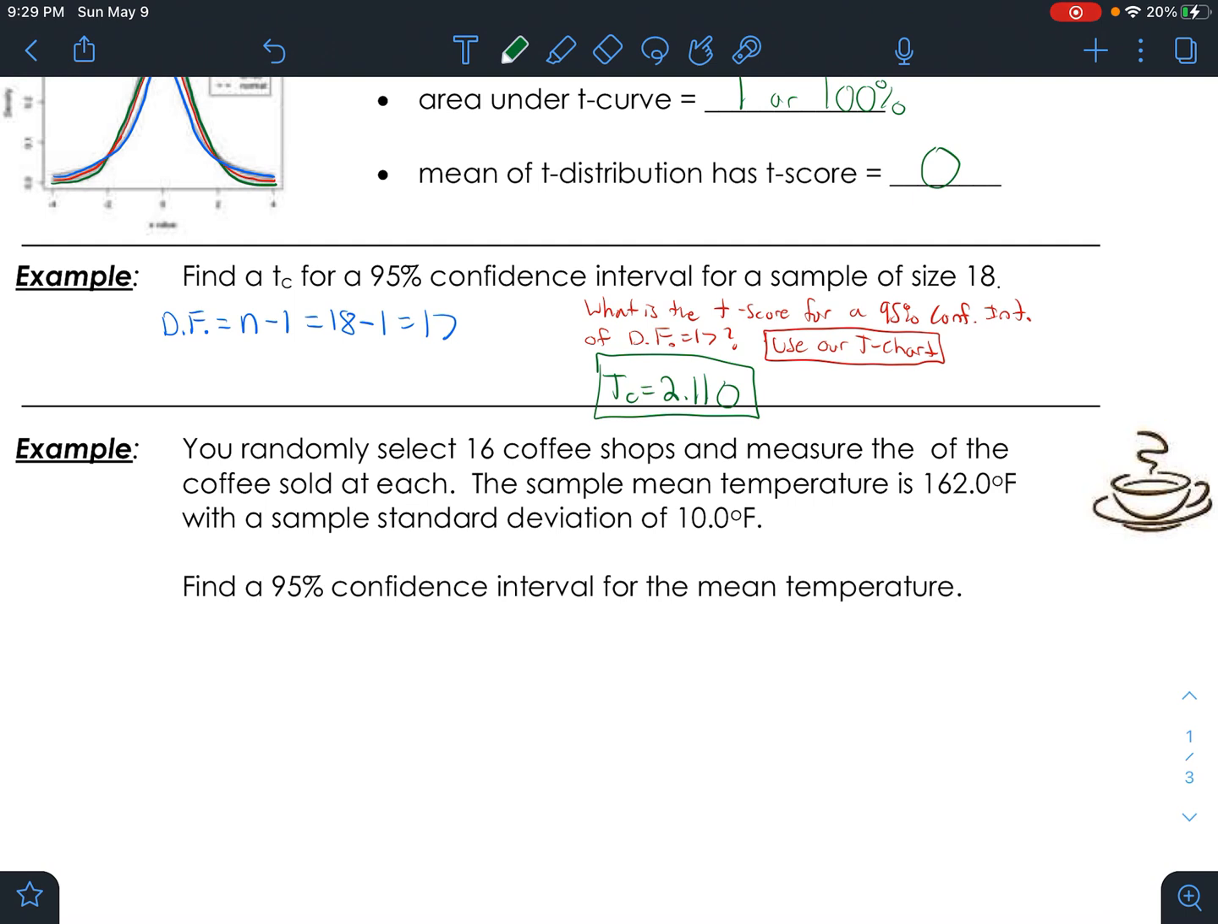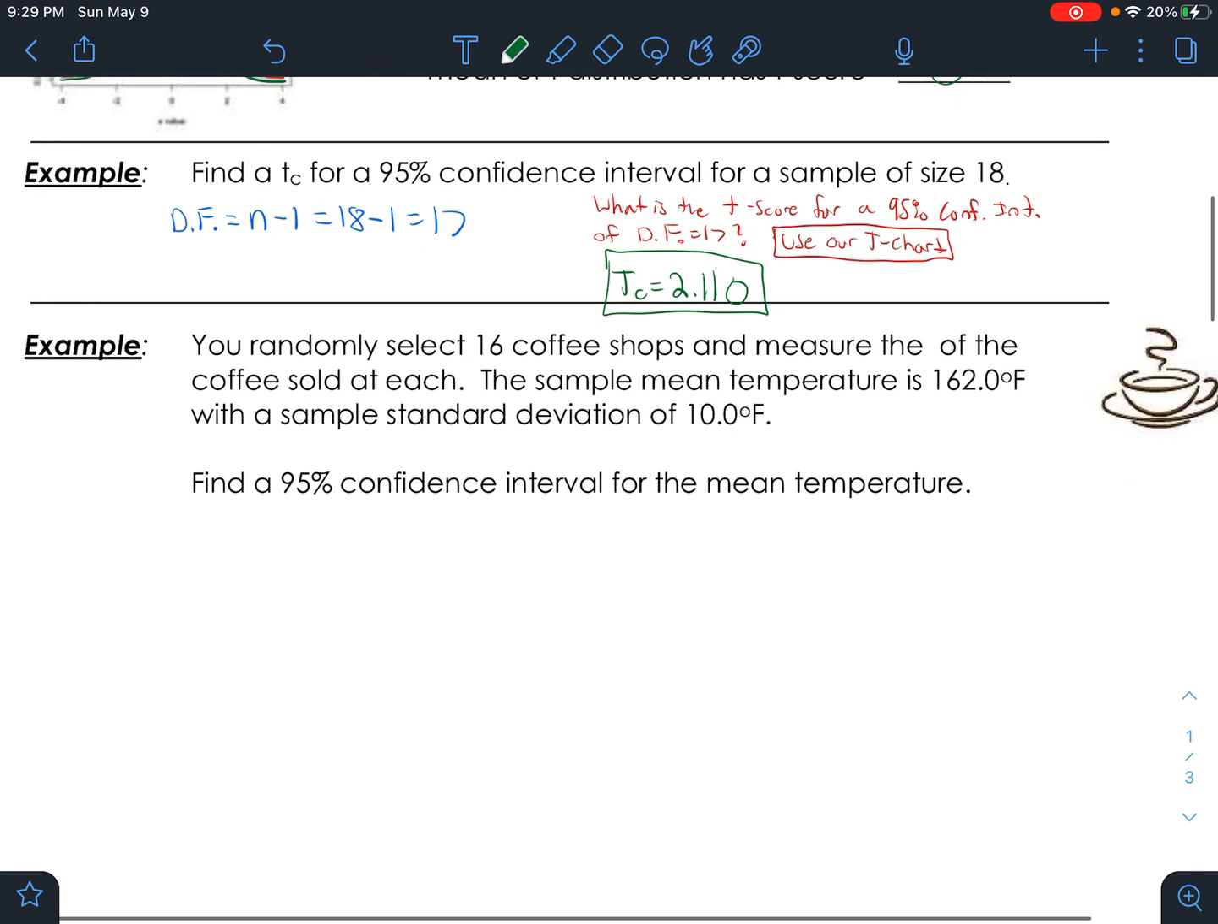At this point, we may not understand where we're going with this information, but we're starting somewhere and we're going to build on this. We just need to start with finding these values. Then we'll build from there, okay?